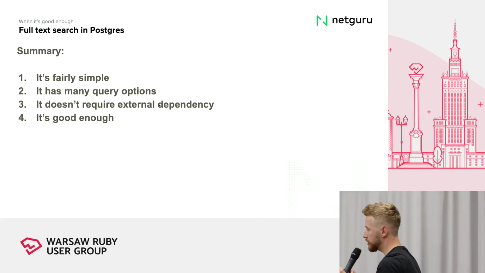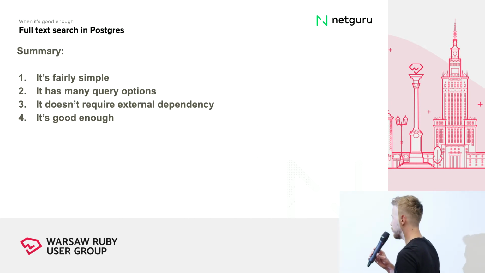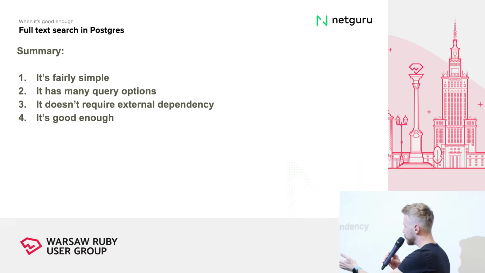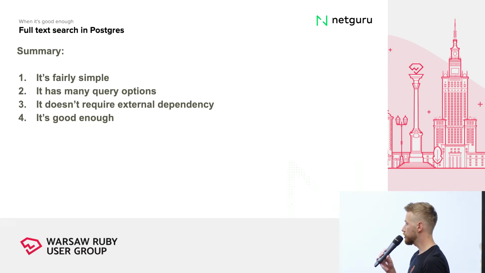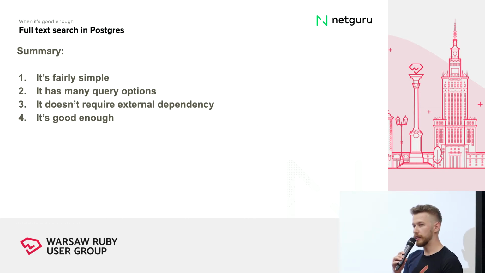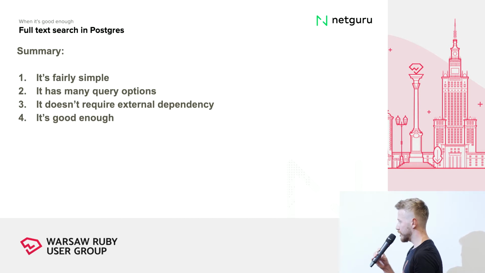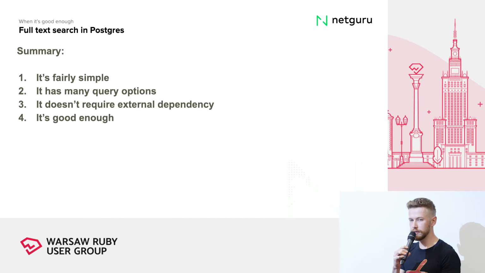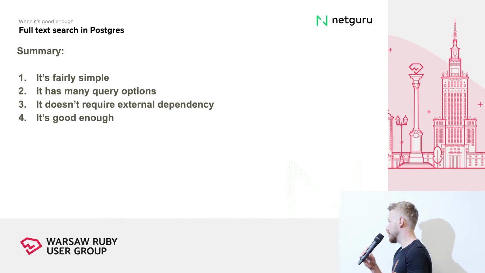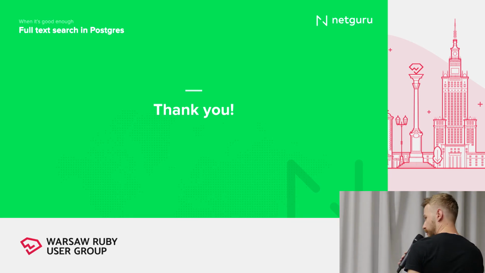Summary. It's fairly simple. You must admit there weren't many steps to implement this mechanism. It has many query options, obviously not as many as Elasticsearch. It doesn't require external dependency, so you don't need to set up Elasticsearch. You probably already use Postgres in your application. And sometimes it's just good enough. It can be fast. I know that people are using this Postgres full text search for millions of documents and it's working for them. I would probably use Elasticsearch, but if it works, it's good, okay? So it's good enough, and yeah, thank you.